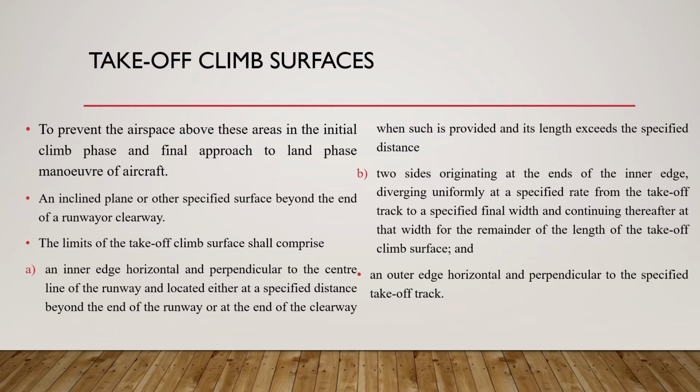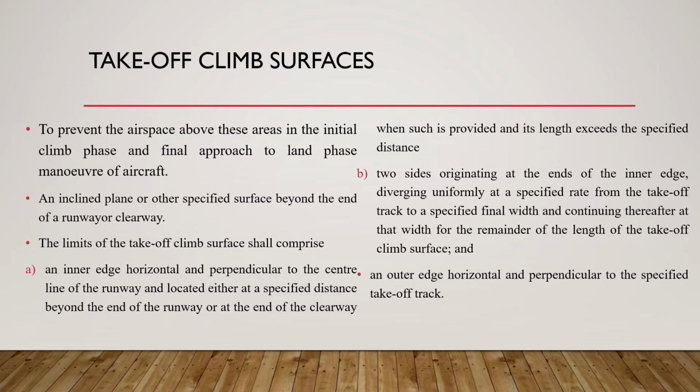Now this surface is an inclined plane which is located at a specified distance beyond the runway or a clearway if provided. So like the other surfaces, this surface will also have an inner edge and an outer edge. The inner edge is perpendicular to the center line and is horizontal, and it is located at a distance beyond the end of the runway, or in case there is a clearway associated with the runway, then it starts at the end of the clearway.